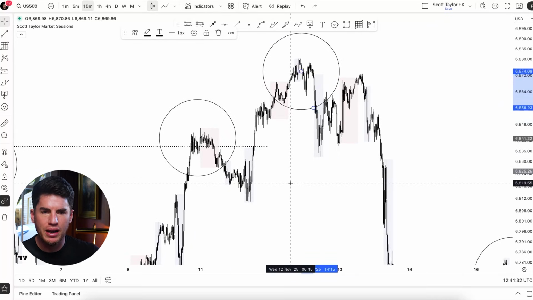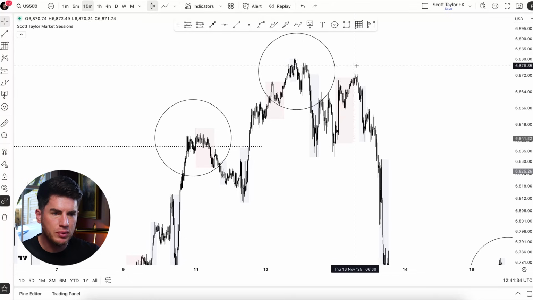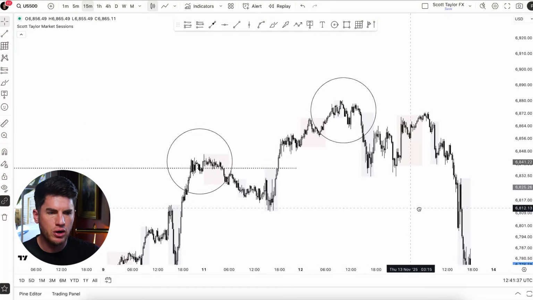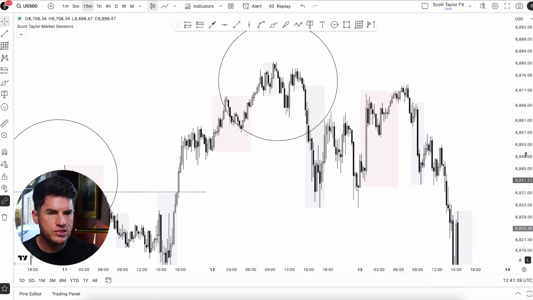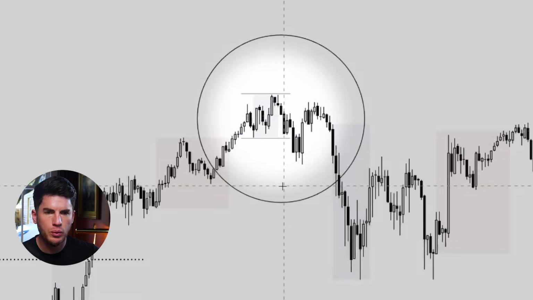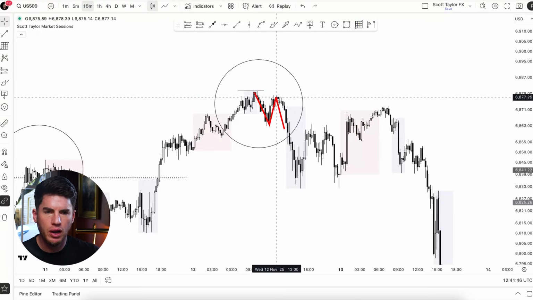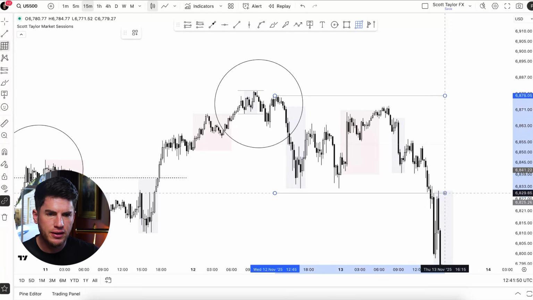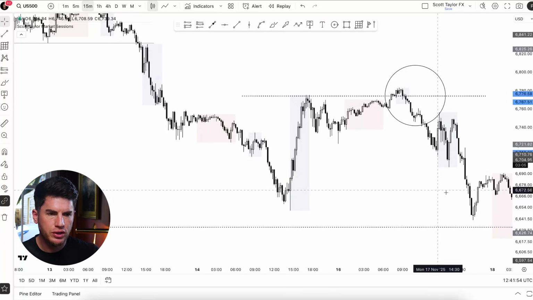There is no new 4-hour liquidity to be swept, so we simply wait for a 15-minute market structure shift before we start selling again, which we get inside of here. So from the highest point to the highest low, we're now printing lower lows and lower highs, lower lows, lower highs. We consolidate inside of here until we break lower, and then bears are in control.